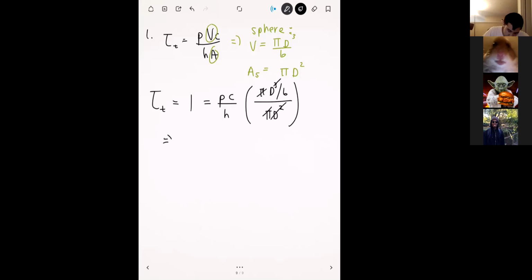In other words, we have 1 equal to rho C d over 6h. If we solve for d, we see that d is equal to 6h over rho C. Then we plug in all the numbers, and what we get is a diameter of 7.06 times 10 to the minus 4 meters.